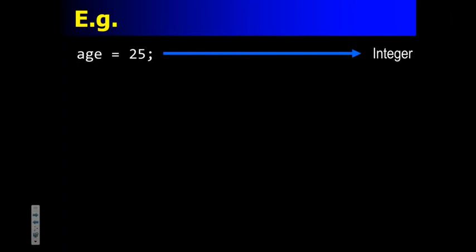Yeah, integer. Okay? It's a round number. Age, we don't usually define our ages as decimals.